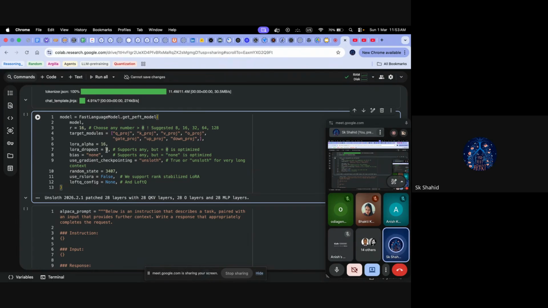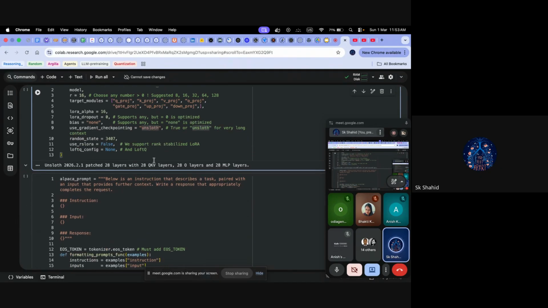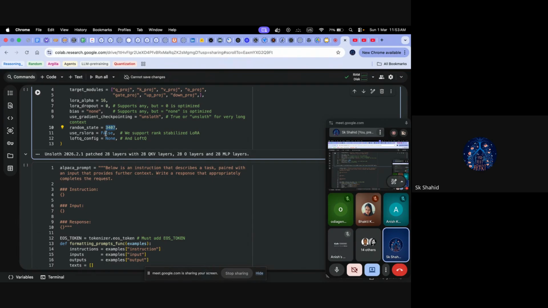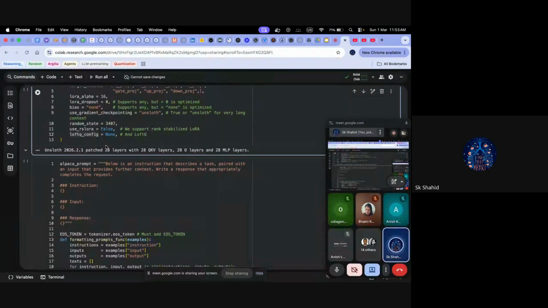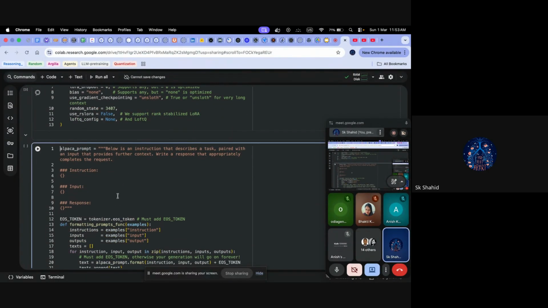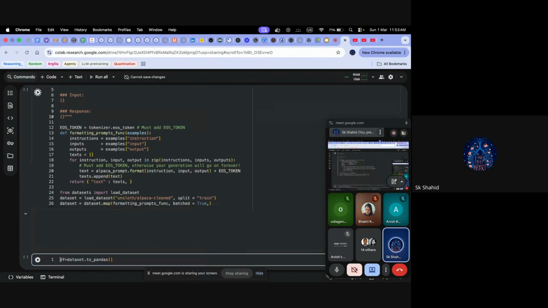And we have LoRA dropout. Dropout is 0. Bias is none, and you need to give other parameters as well. We need to do gradient checkpointing. When we say checkpointing, while calculating the backpropagation or updating the weights, it will save your checkpoints. It will save the numbers in your memory. That's it. Random state, as we give in machine learning, so that we are not getting different numbers every time. RS LoRA and LoRA config. So these are the numbers that we need to give. Okay, I'll also run this one.